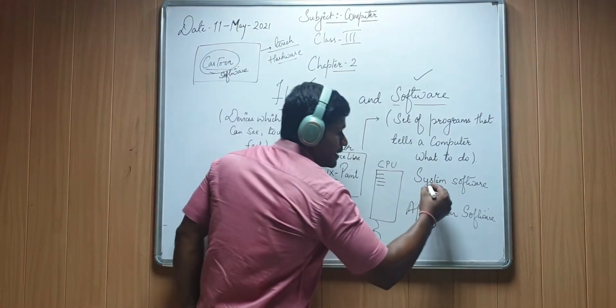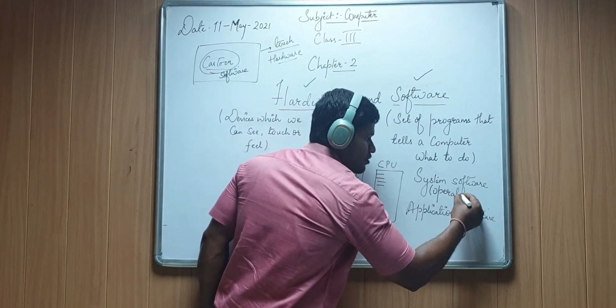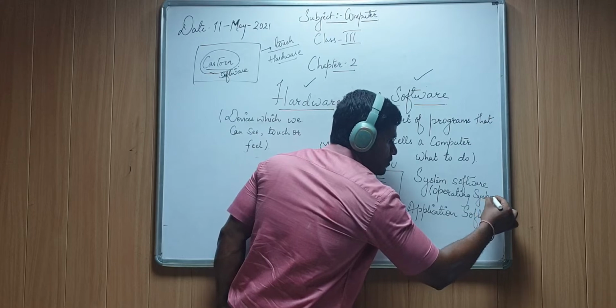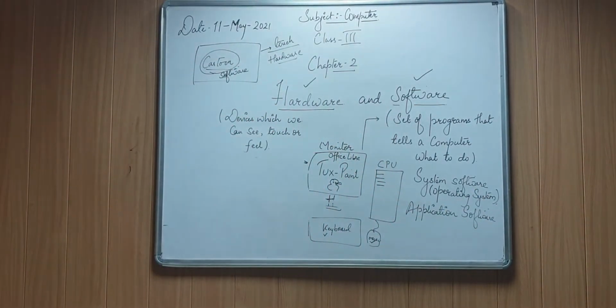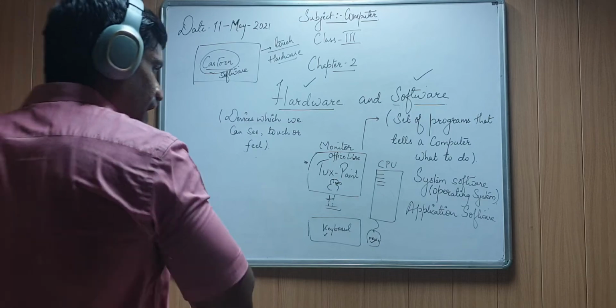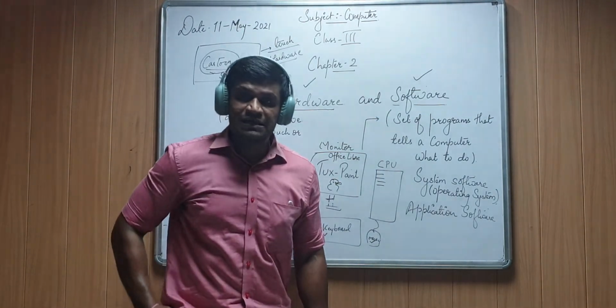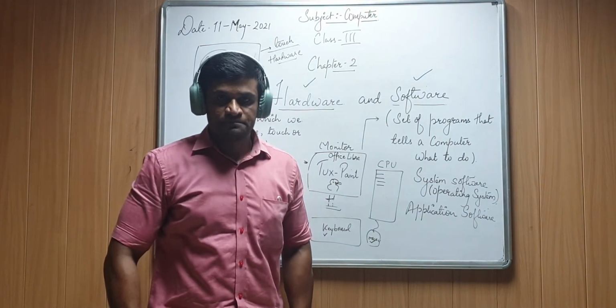System software in our computer language is also known as operating system. It means it tells the computer how to operate, how to work.